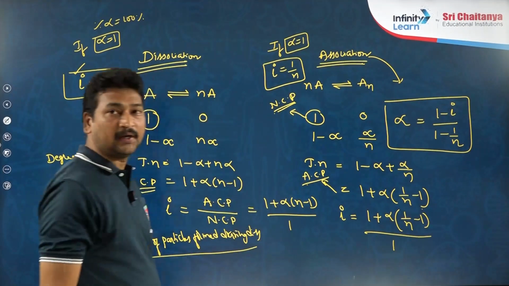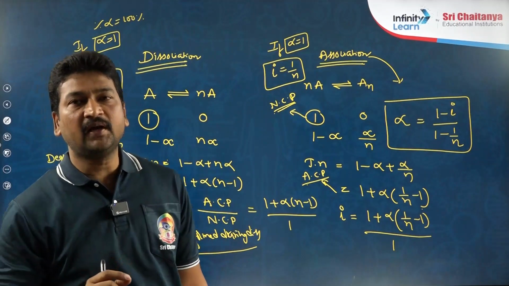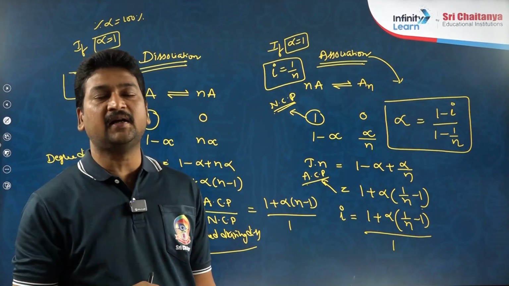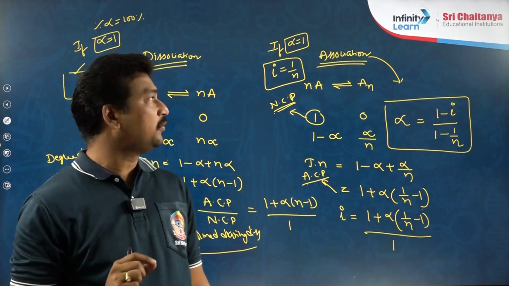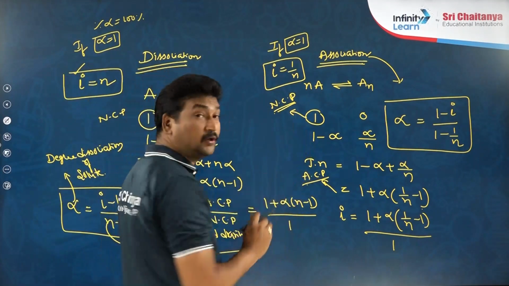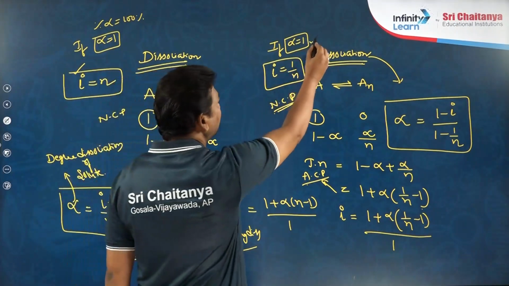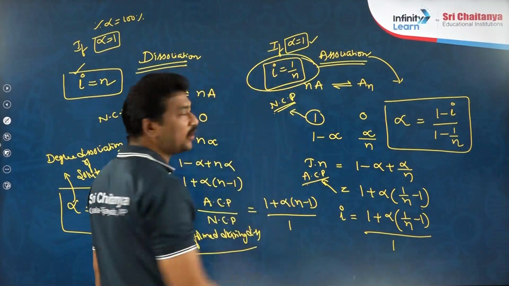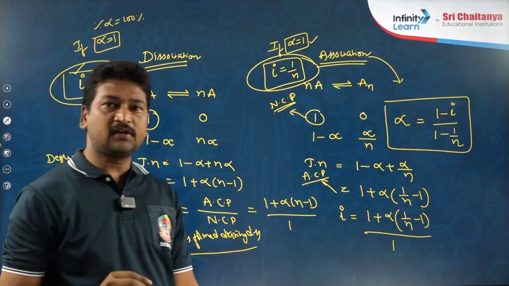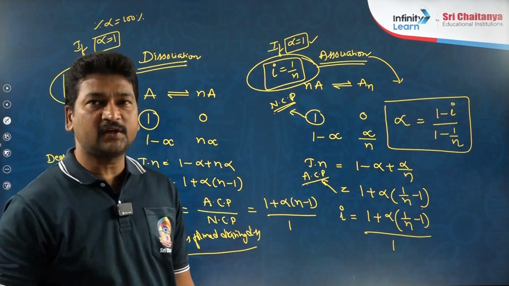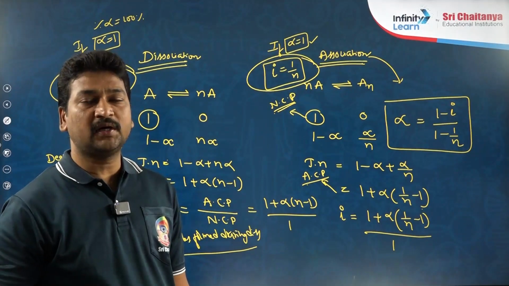Did you get this point, my dear students? Most of the students will get a doubt here: when can we take the number of particles as i directly, and when can we not. This is what I am explaining right now. Whenever alpha is not mentioned, or alpha is mentioned as 1, for association i is equal to 1 by n, and for dissociation i is equal to n. This is about the concept, my dear students.